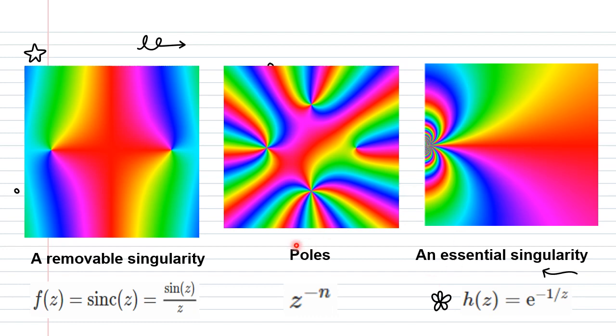When it comes to poles, this is exactly the case. We have 4 poles in this image. And finally, when we're talking about an essential singularity, then we could see how the colors appear infinitely many times. So that is when we have an essential singularity. Just one.